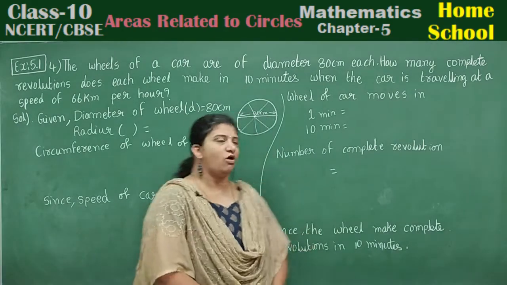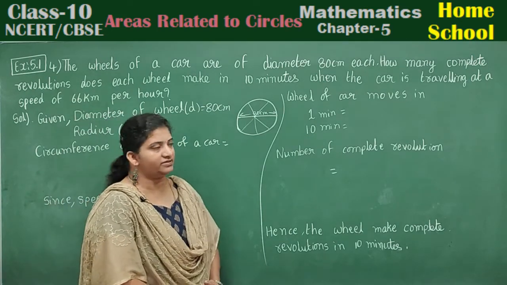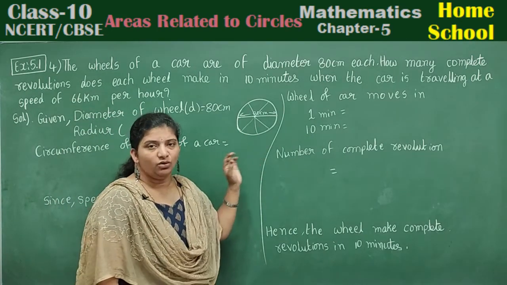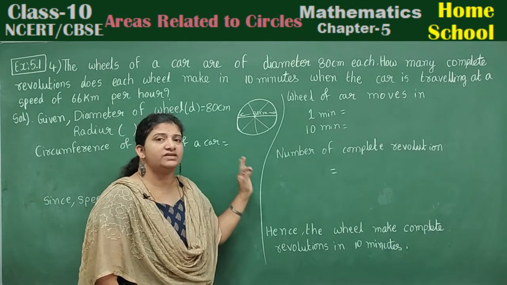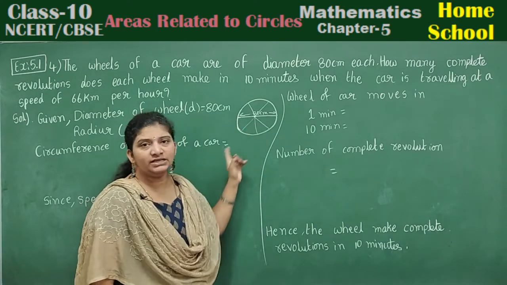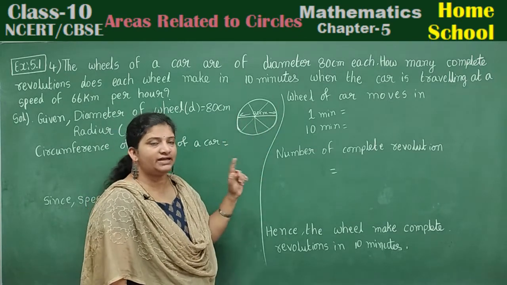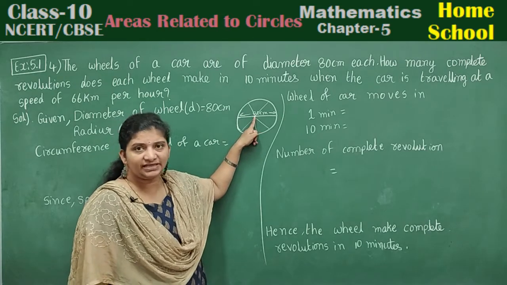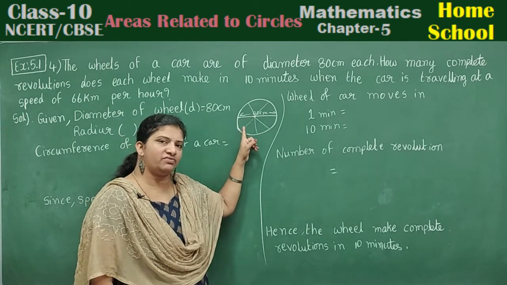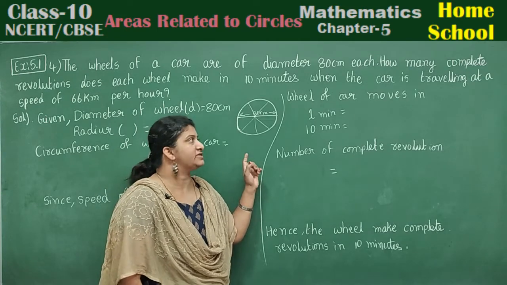The wheels of a car are of diameter 80 centimeters. I have drawn a wheel. Wheels of a car. Wheel is in which shape? Circular shape, right? So I have drawn a circle, a wheel having diameter 80 centimeters. Diameter is 80 centimeters and its radius will be half of it, that is 80 by 2, 40 centimeters.